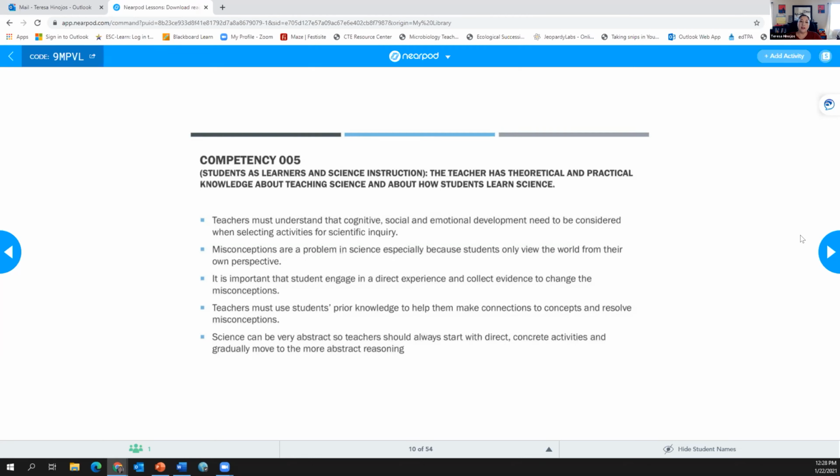And so another thing that's out there are misconceptions, right? Misconceptions are a problem in all of the sciences, regardless of age, regardless of type of science field. And for students, especially in the younger grades, they have this perspective of the world that's their own. Like they only see things through their eyes, and they still haven't quite been able to understand how to see things in a global aspect, right?